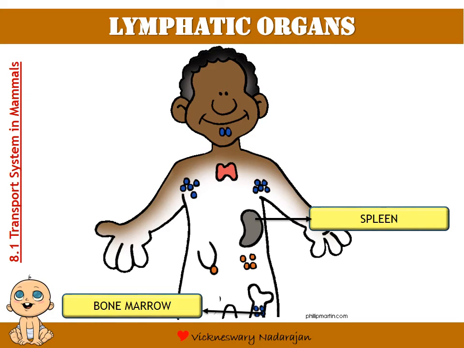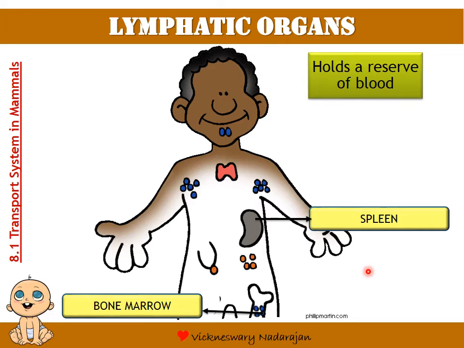Let's look at what the function of the spleen is. Firstly, it is a storage organ. It stores a reserve of blood for the body so that if the person suddenly experiences loss of blood, the spleen will release its storage of blood into the circulatory system.